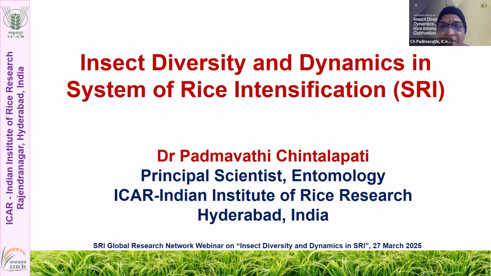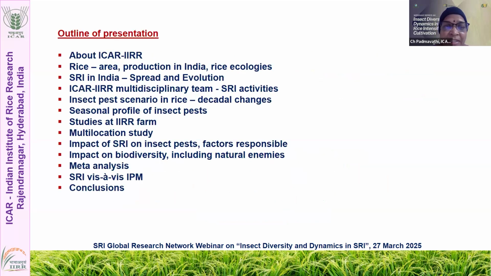So I'll be speaking about insect diversity and dynamics in the System of Rice Intensification, wherein we'll talk about my institute, Indian Institute of Rice Research, rice area, production and rice ecologies in India, and SRI in India, how it has entered into India and how it has spread, and also the evolution of SRI in India, and also the multidisciplinary team of SRI at IIRR, followed by the insect pest scenario in general in rice, what are the decadal changes, followed by the seasonal profile of insect pests, and our studies in SRI, particularly at our research farm and also a multi-location study, and the impact of SRI on insect pests and factors responsible, followed by their impact on biodiversity, meta-analysis, and conclusions.